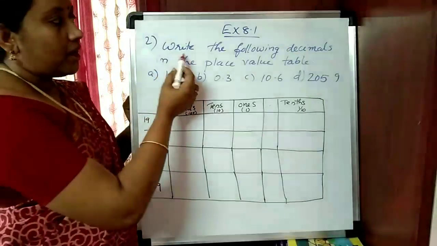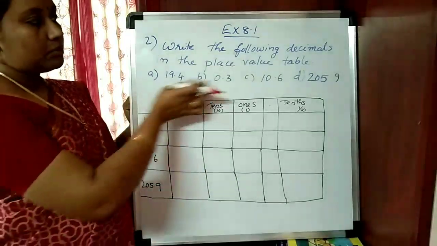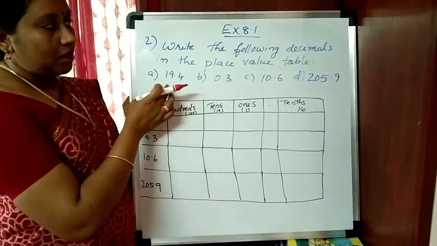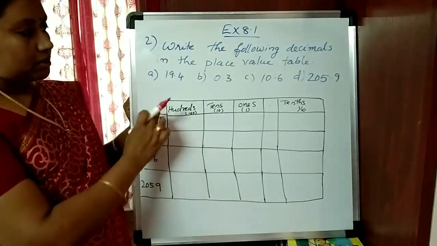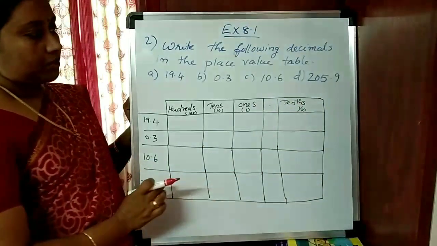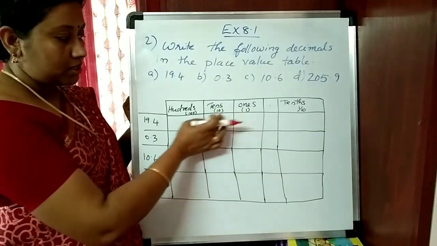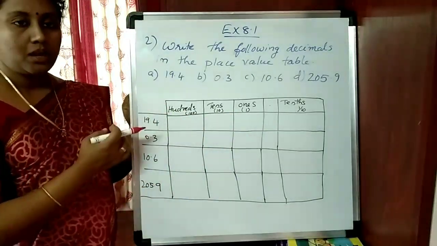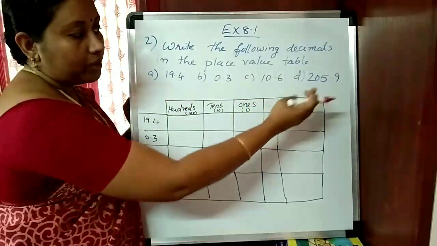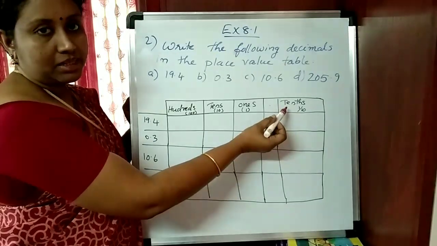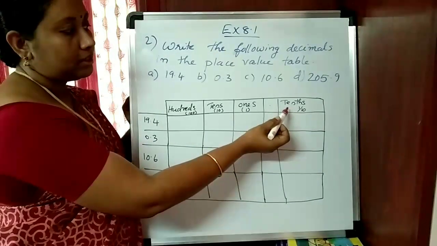In your textbook, page number 168, exercise 8.1. Second question, write the following decimals in the place value table. Here some decimal numbers are given. Then you draw one place value chart and place them. Which are the places? In whole number part: ones, tens, hundreds, thousands, ten thousands, lakh, ten lakh and crore, like that. But in decimal part, after the decimal point, first place is 1 by 10, the tenths place.